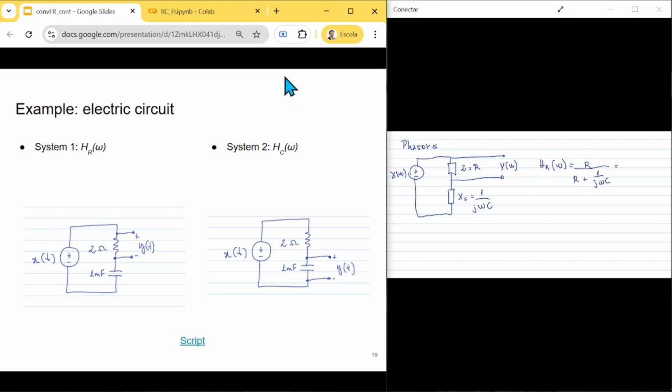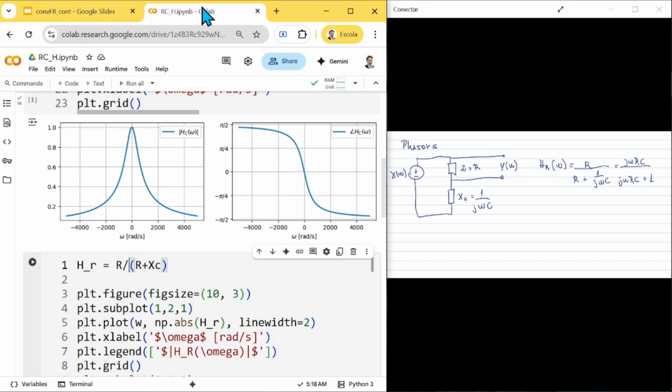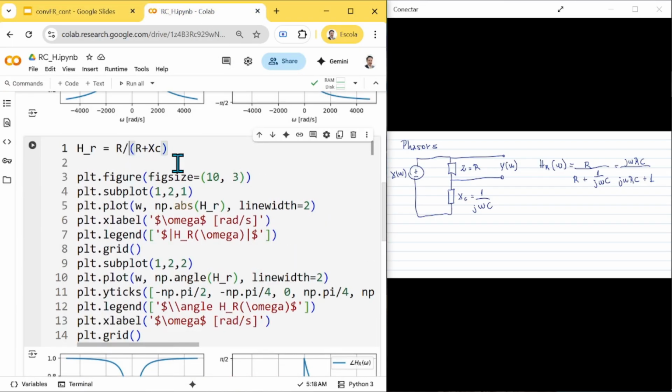We can alternatively multiply everyone here by j omega C. So we have just j omega RC over j omega RC plus 1. This is just optional.